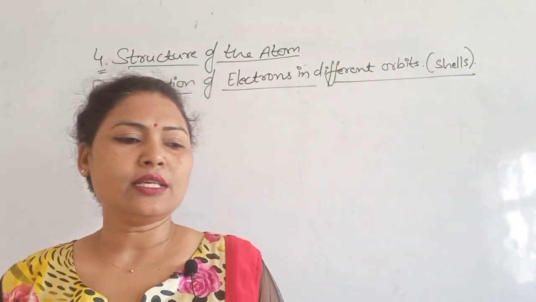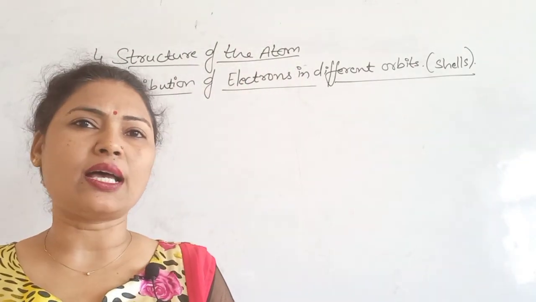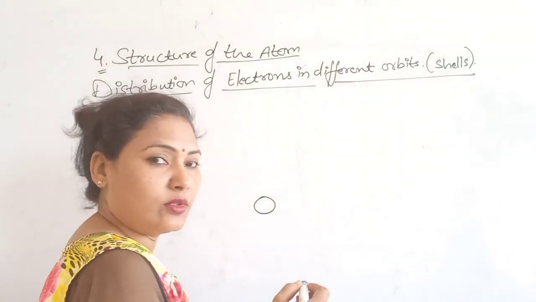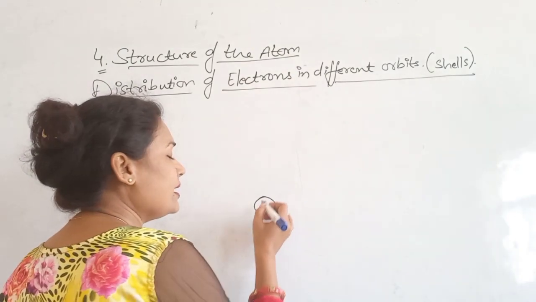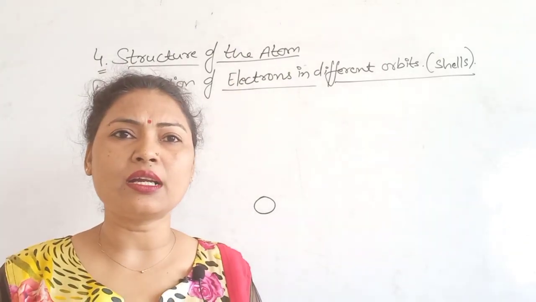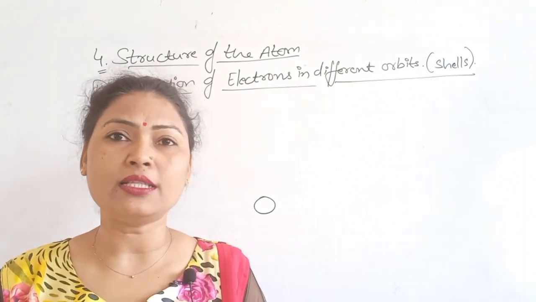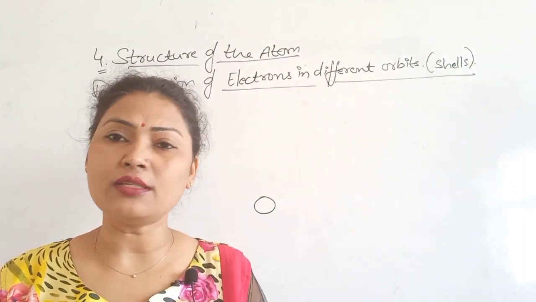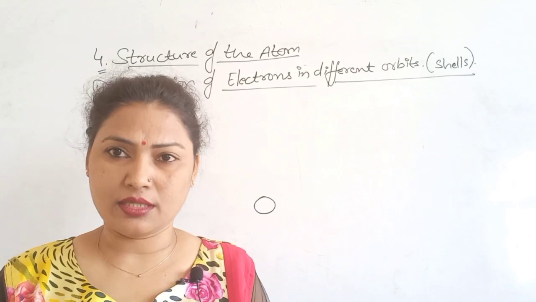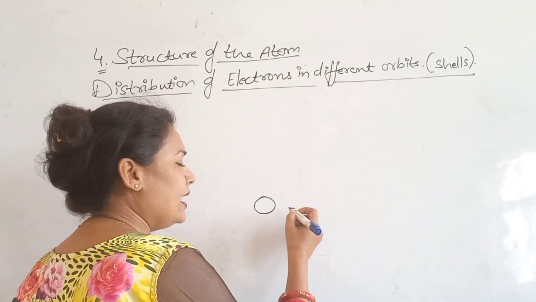First, you know that an atom consists of a small, heavy, positively charged nucleus that is present in the center of the atom. Around the nucleus, the charged particles, electrons, are revolving in a circular path, and that circular path is known as an orbit. These orbits are also known as shells or energy levels, and these are labeled as K, L, M, N.